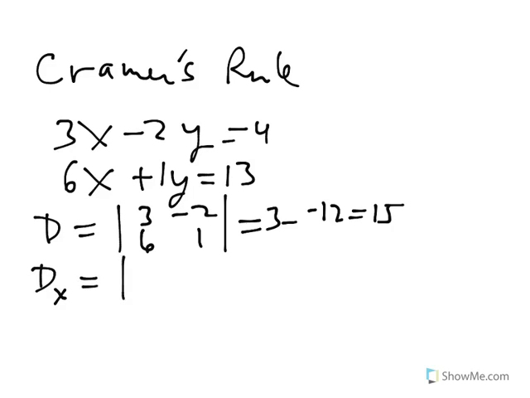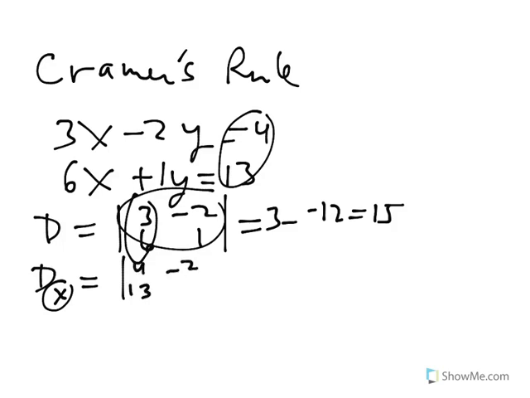This is the determinant of basically the coefficient matrix if you were to replace the x column with the two numbers after the equal sign. So you replace the 3, 6 with the 4, 13. When we do that determinant, it becomes 4 plus 26, which is 30.